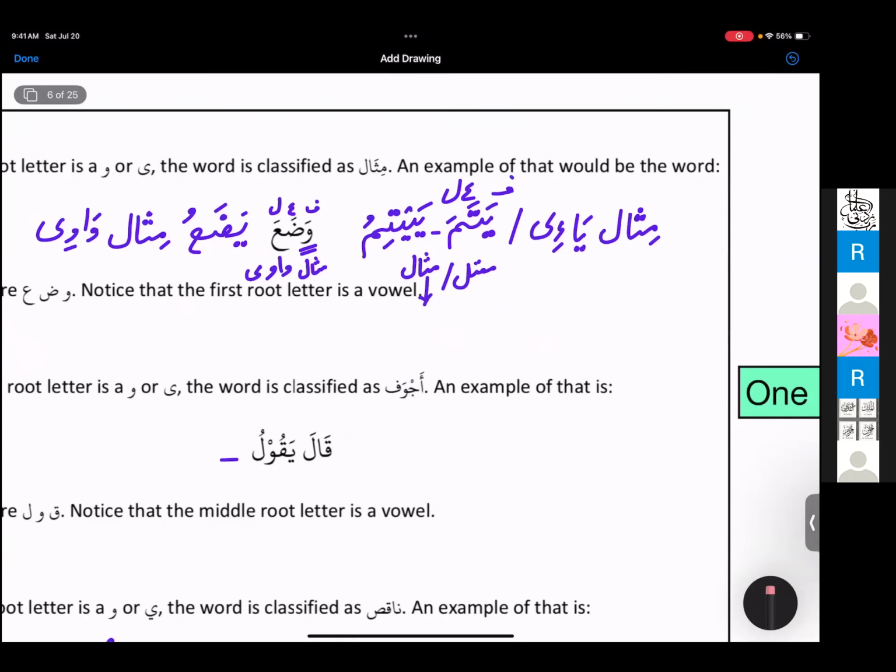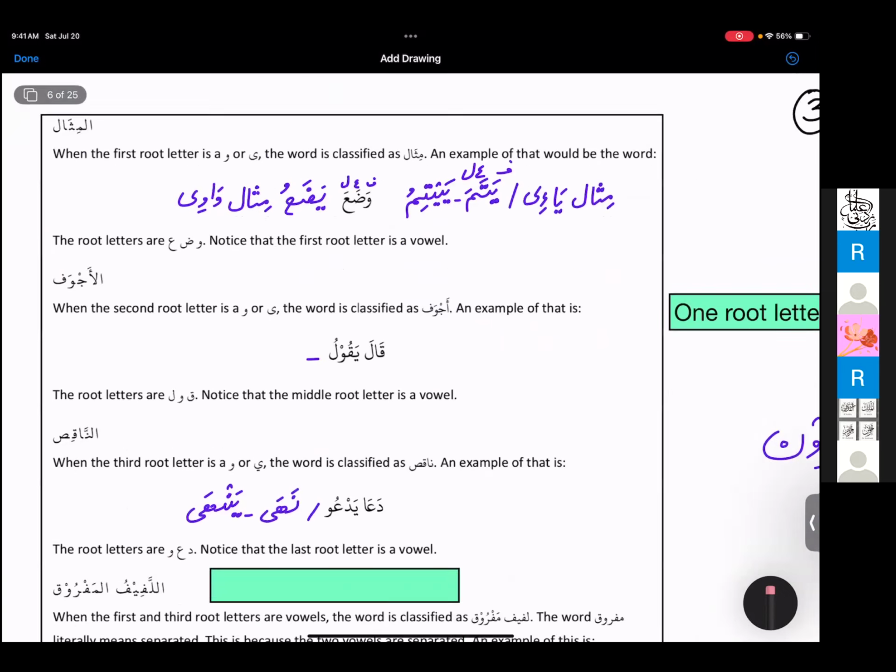Alhamdulillah. So ask me whenever you are confused, please, because I don't know if you get it or not unless you tell me. Okay, jazakallah khairan.